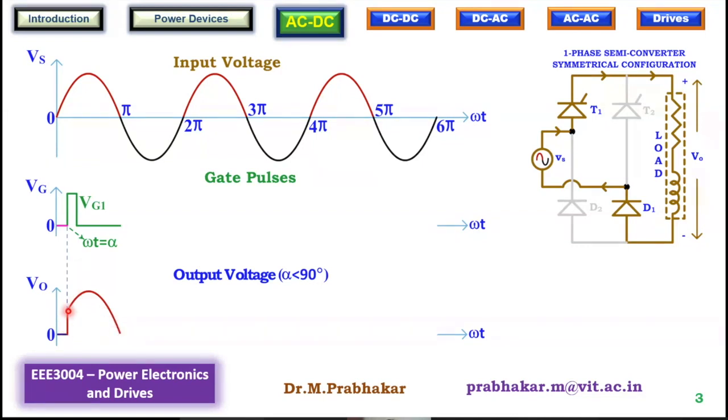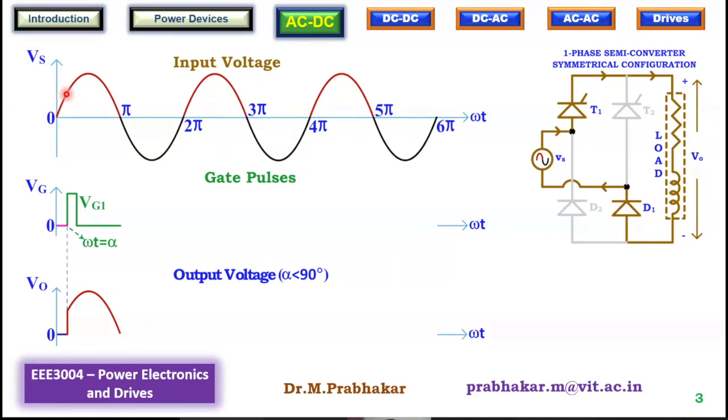Again, recollect, the instant at which SCR T1 starts conducting is called the firing angle. The magnitude of the output voltage at that instant will be the same as the input voltage magnitude. It shouldn't start from 0. If you draw a waveform starting from 0, you are wrong. It should start from a finite magnitude. It will not be 0. That finite magnitude is determined from the supply voltage.